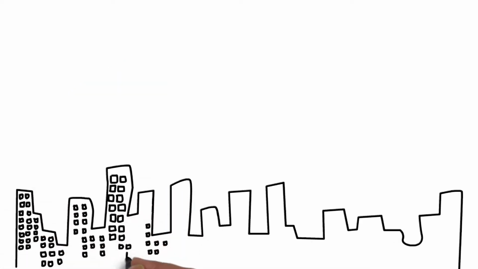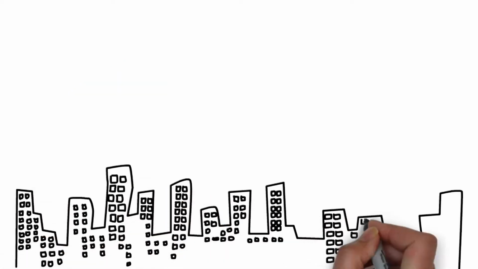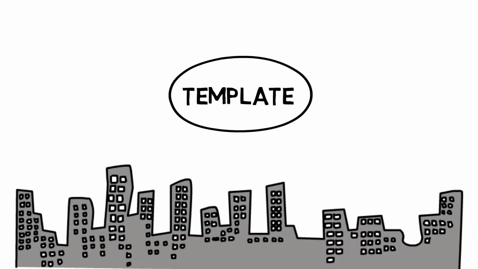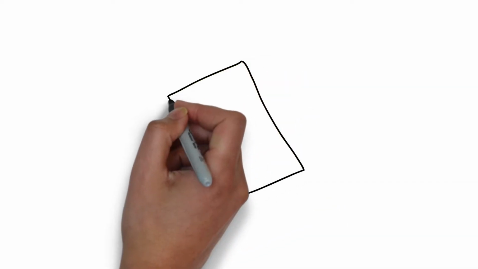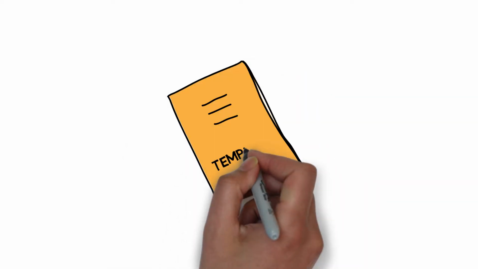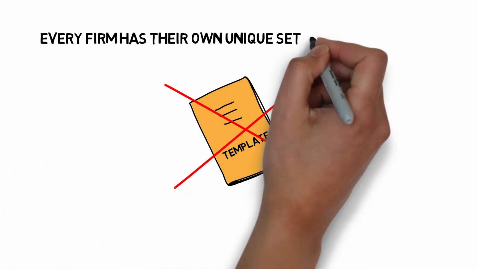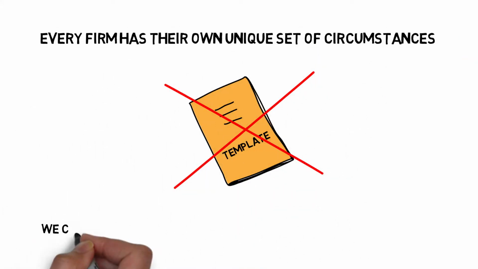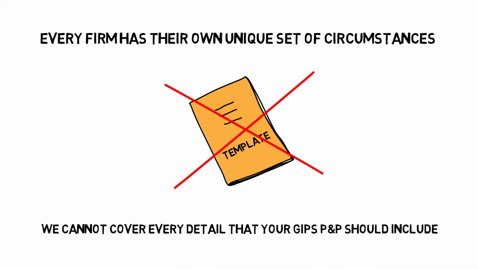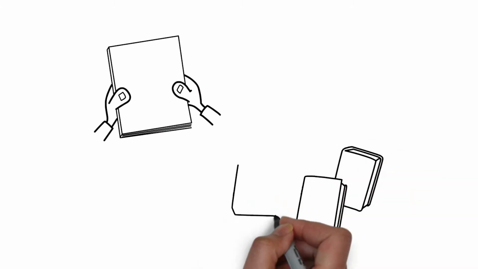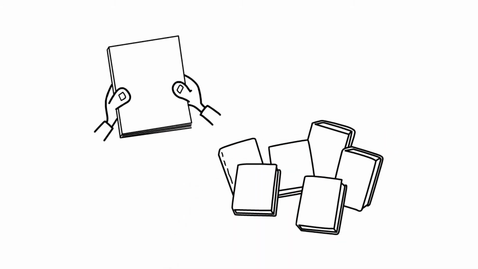Many firms create their GIPS P&P from a template. However, unless this template is customized to address the unique circumstances of the firm, it will not sufficiently describe the firm's actual practices that adhere to the GIPS requirements. Given that every firm has their own unique set of circumstances, we cannot cover every detail that your GIPS P&P should include, but we will cover the most important parts that every firm is required to document.